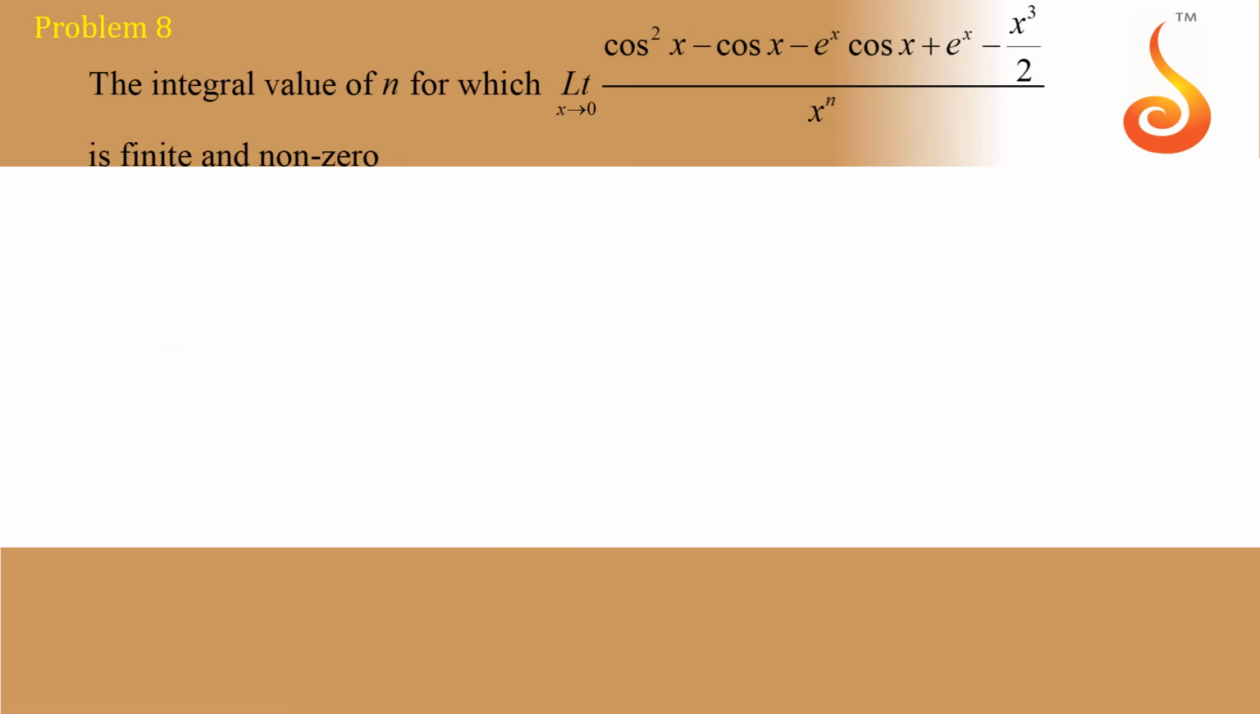Okay, next problem. The integral value of n for which the limit as x tends to 0 of cos square x minus cos x minus e power x cos x plus e power x minus x cube by 2, whole divided by x power n, is finite and non-zero.